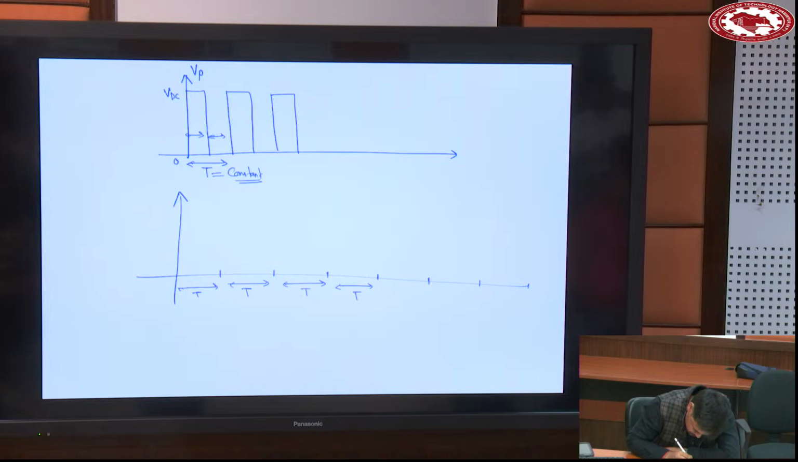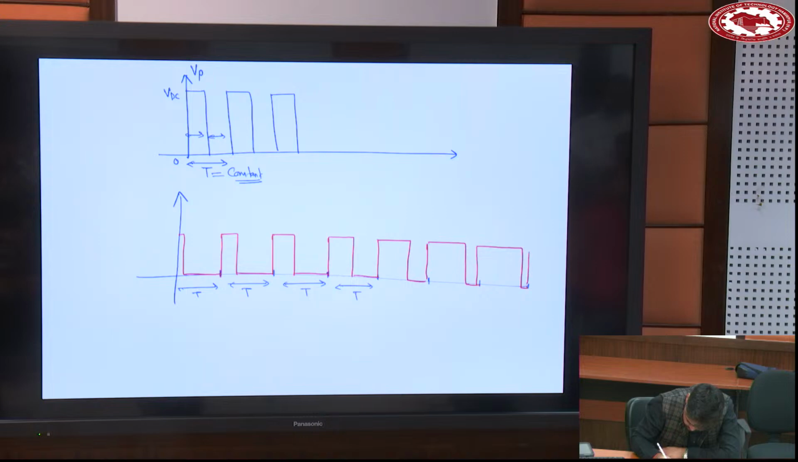Now I am changing the turn on time sinusoidally. Here the turn on time, T on, is very less, then it is increasing, then increasing, then increasing. It will be maximum here, then it will go down, down, down.